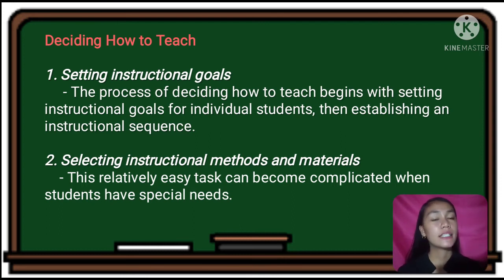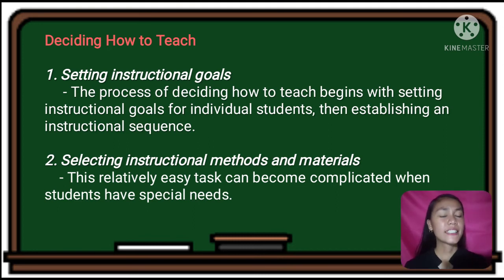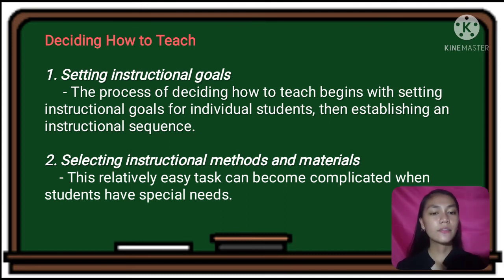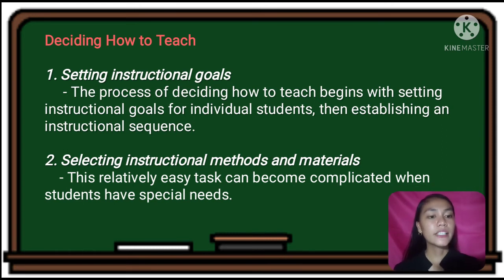The second one is selecting instructional methods and materials. The next step in deciding how to teach is to choose appropriate methods and materials. This relatively easy task can become complicated when students have special needs. Students may require alternative methods, for example, sign language or acceleration, or may need special instructional materials, for example, tape-recorded lessons, advanced reading materials, high-interest or low-level vocabulary reading books.